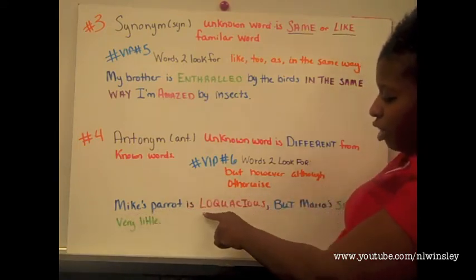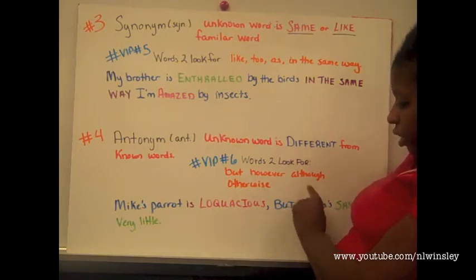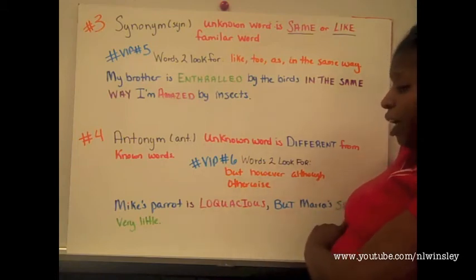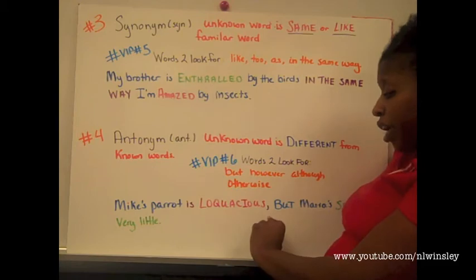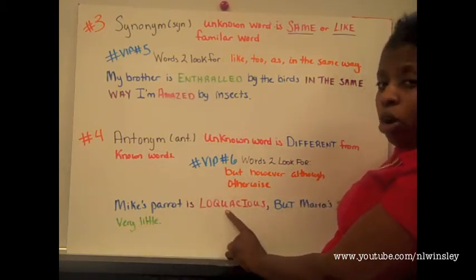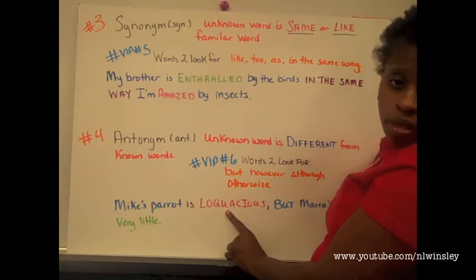Mike's parrot is loquacious, but Maria's says very little. Maria's parrot doesn't say a lot. Mike's parrot is loquacious. So the opposite of very little is a lot. Loquacious must mean talkative.